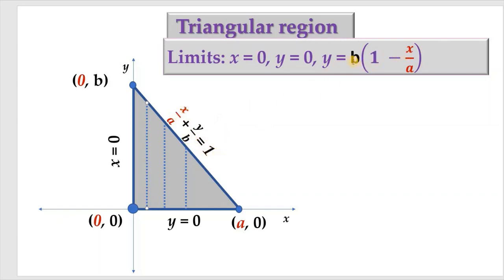This b can be cross multiplied, so you have b into 1 minus x by a. So my upper limit for this y will be 0 to b into 1 minus x by a. And how about the limit for x? So you have ranged only y. Now you'll have to cover the entire region. So that means I have to give the limit for x. It should range from 0 to a, because it moves on the x-axis.